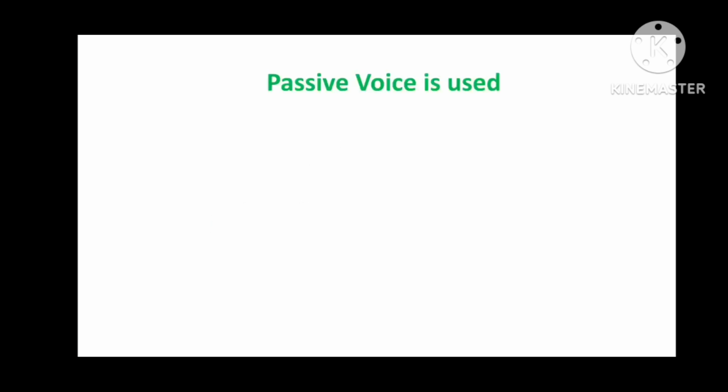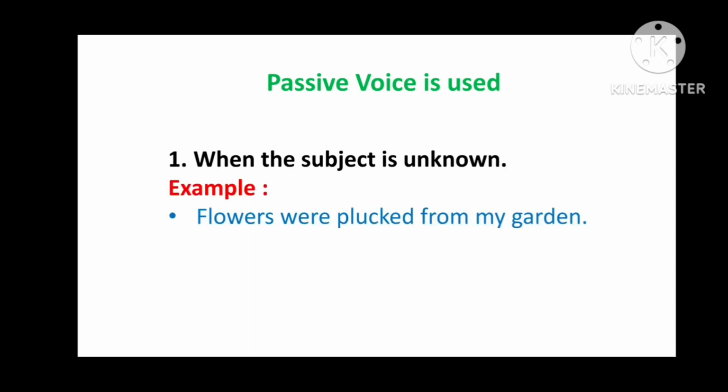We need passive voice for three main reasons. First, when the subject is unknown, when we don't know who has done the action. For example, flowers were plucked from my garden. Who plucked the flower? I don't know. Whether my mother plucked, children plucked, or somebody from outside came and plucked the flower, I don't know. Hence, the subject is unknown. Another example, all the fruits have been distributed.